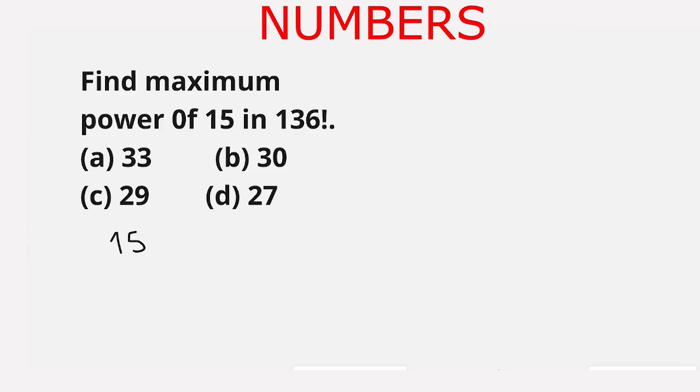As 15 is not a prime number, 15 can be factorized in prime numbers which are 3 and 5. So 15 equals 3 multiplied by 5. Now we know that 3 is a smaller number than 5, so it will have more power in 136 factorial than 5. So we will find the power of 5 in 136 factorial, and that will be the power of 15 in 136 factorial. We successively divide 136 by 5.